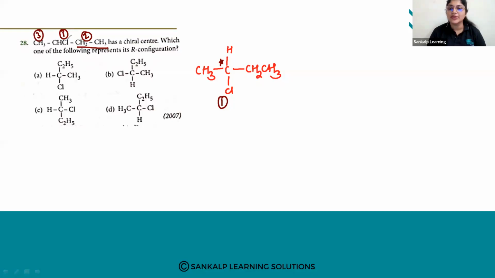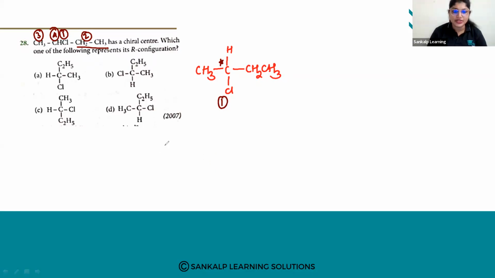So how do you give the priority? Priority is based on the atomic weight of the atoms. When you calculate, chlorine will be 35.5. CH2CH3, calculate this: it will be lesser than chlorine, next to chlorine. Then comes your methyl group, then comes hydrogen. So priority is given based upon the atomic weight or atomic mass. So you can arrange them based upon the priority.